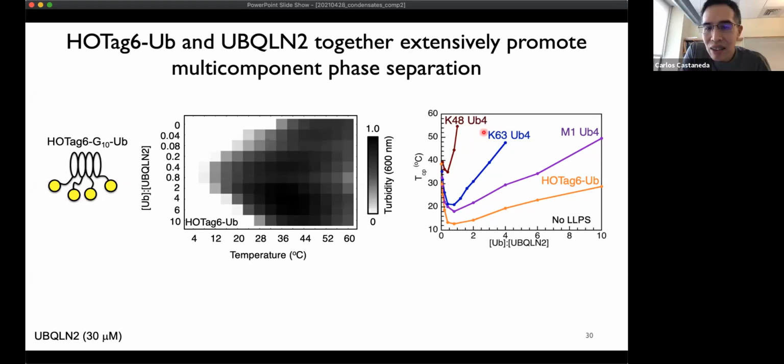I can read his question though. I think it's how the volume fraction of the dense phase is determined. Is that right? Yeah.